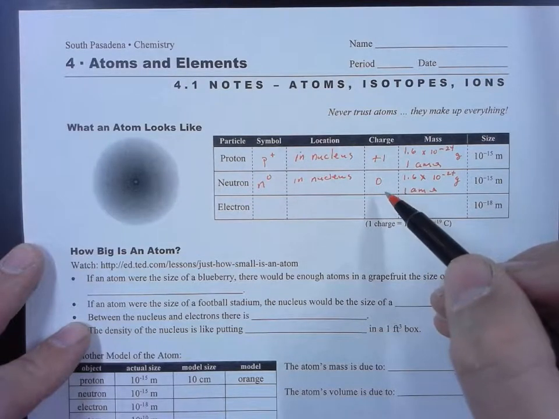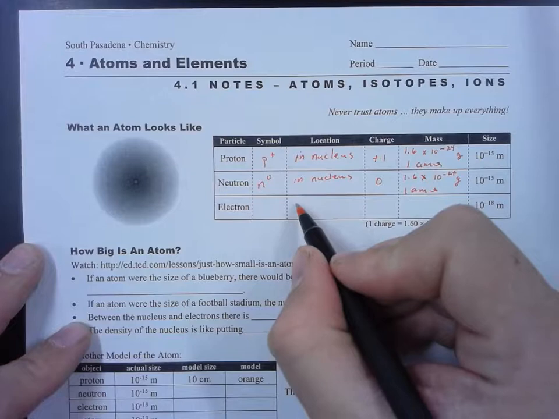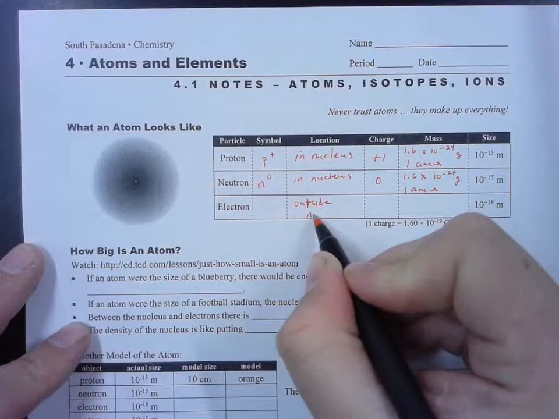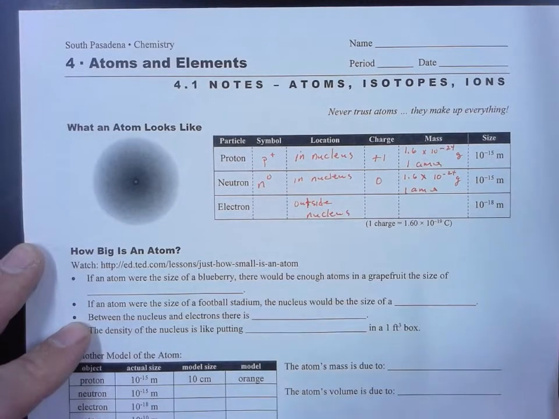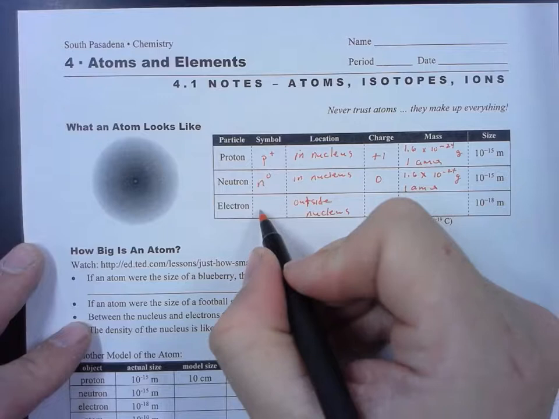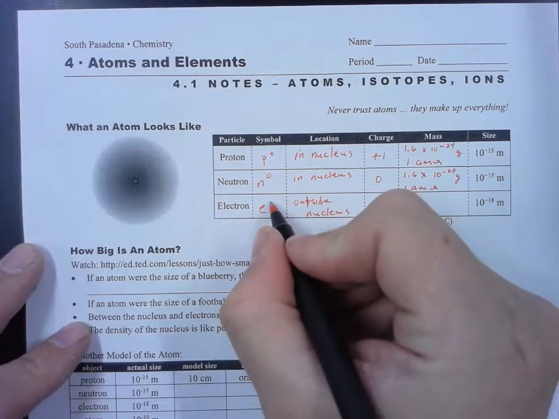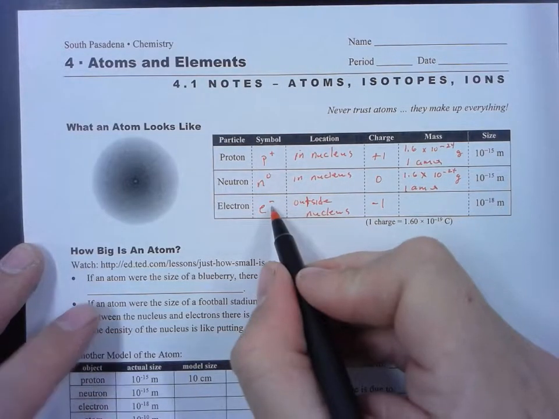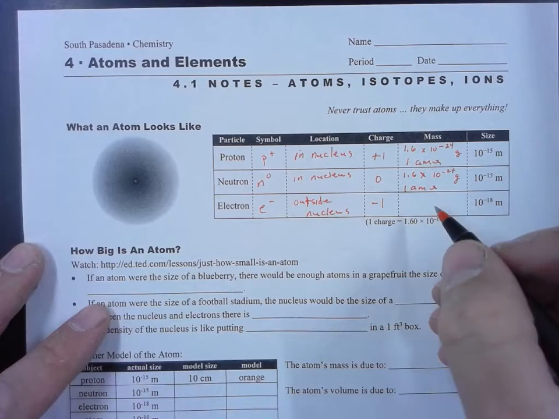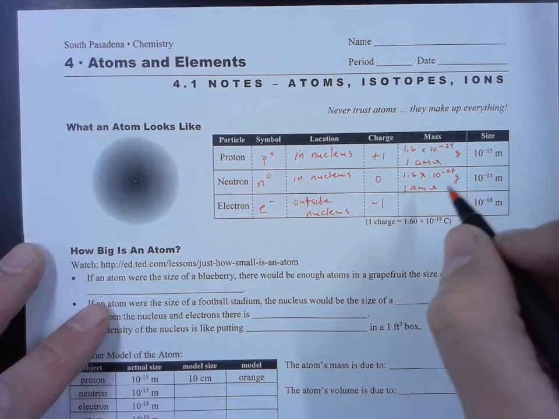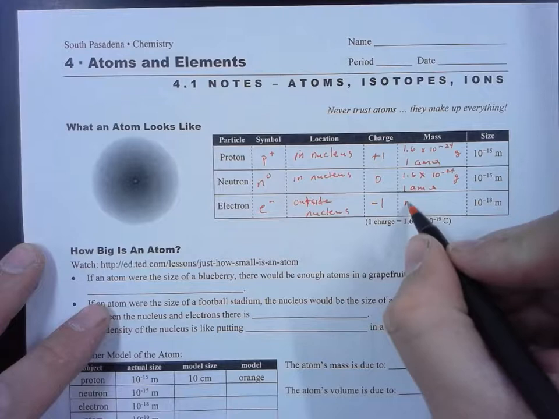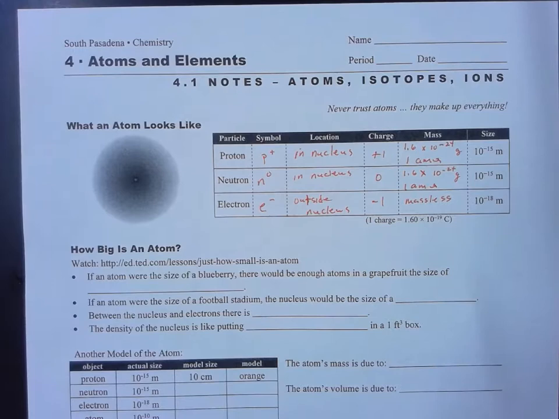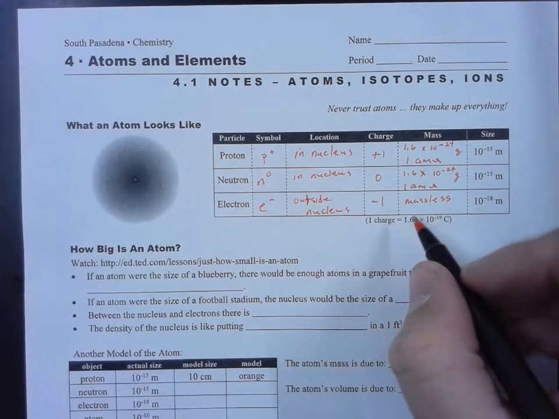An electron is outside the nucleus. Okay, electrons are found outside the nucleus, and their symbol is E for electron, and they have a negative charge of -1, indicated by this negative symbol there. The mass of an electron, we could just say it's massless. Compared to the proton, which is 1 AMU, an electron, we could say, is massless.